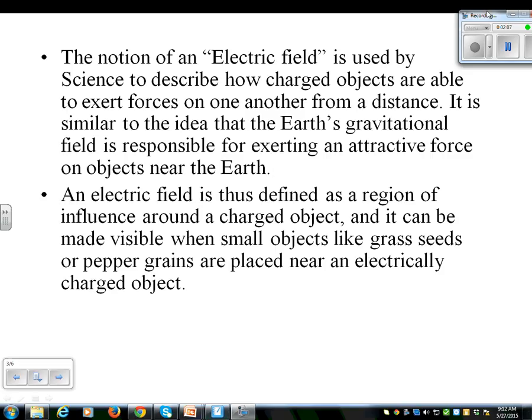An electric field is defined as a region of influence around a charged object. It can be made visible when small objects like grass seeds or pepper grains are placed near an electrically charged object. You actually see the lines of force. Do the lines physically exist? No. It's a way of us describing what's going on. There is a line of influence, I guess you could say, that causes objects to move towards those lines, which is what we see. But there is no physical line.